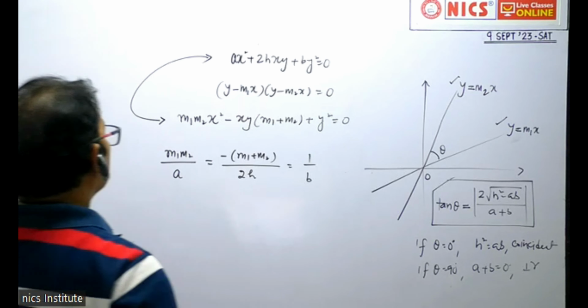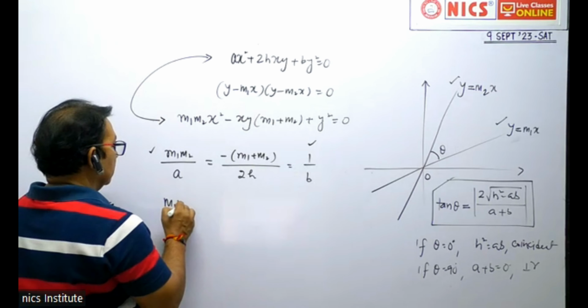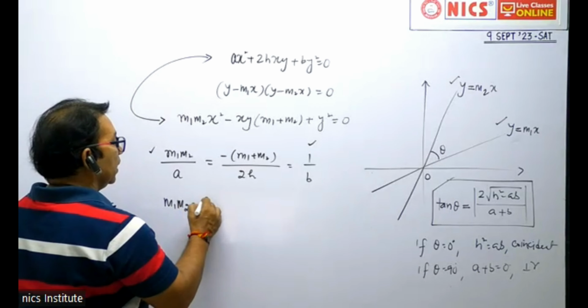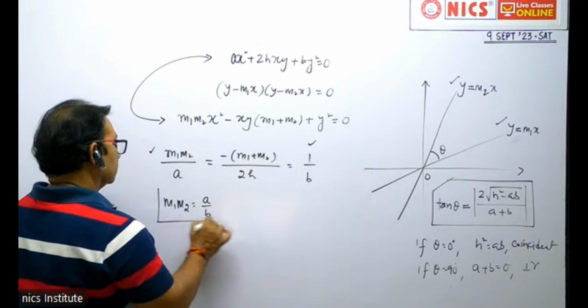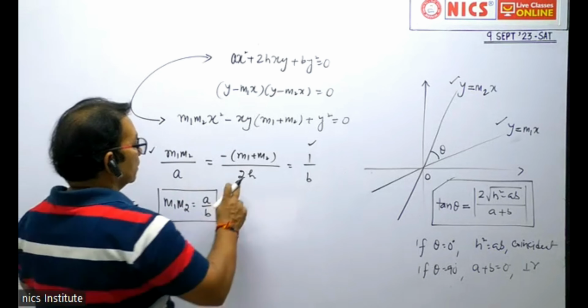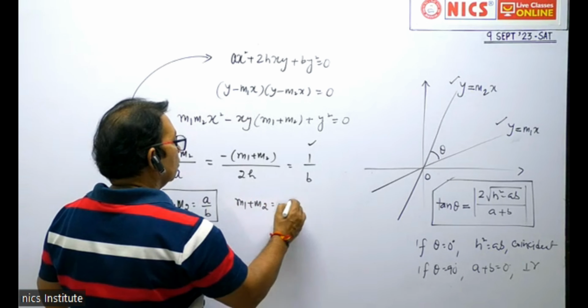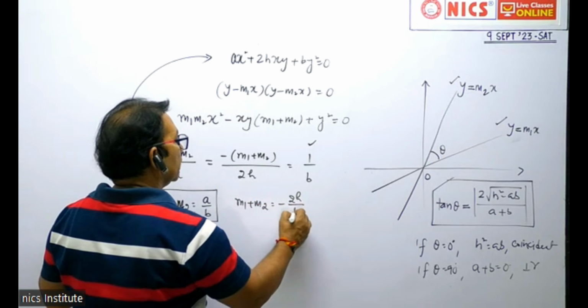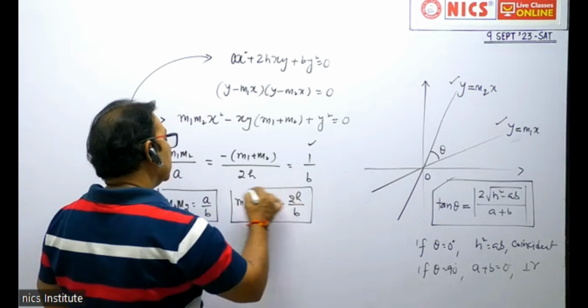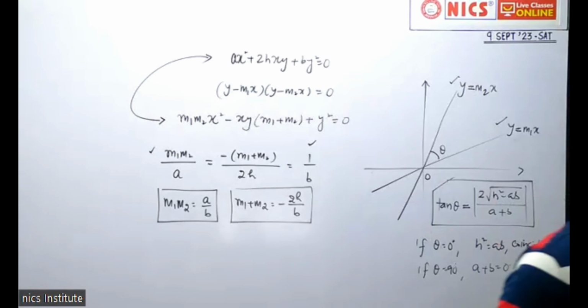Now, if I cross multiply this and this, I'll get a result: m1 m2 is equal to a by b. If I take this and cross multiply, I get m1 plus m2 is equal to minus 2h by b. These are two important results. These two results you have to remember.